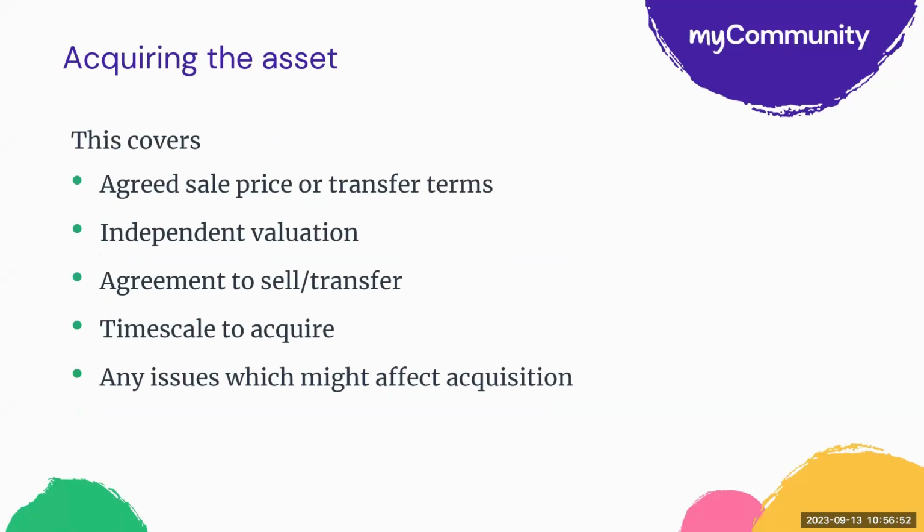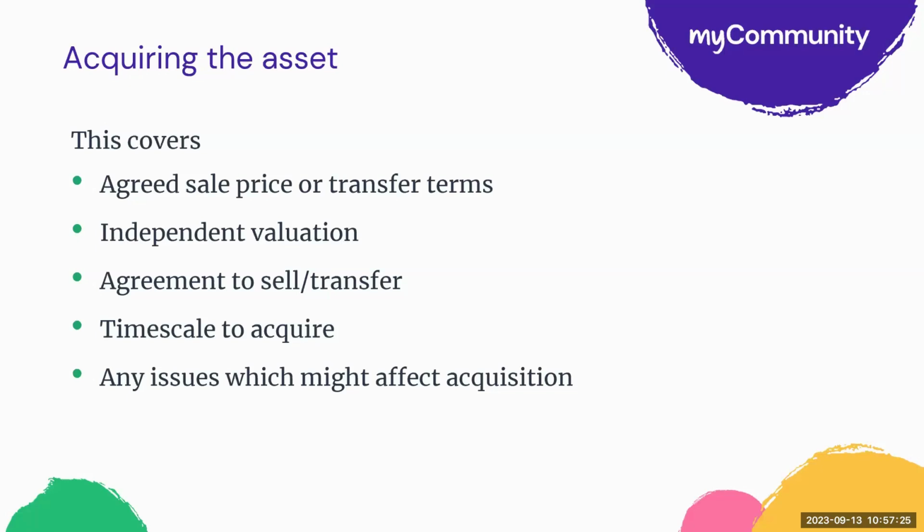So how much the asset is going to cost if you are buying from a private buyer, or the terms of transfer if you're getting a community asset transfer from, say, the local authority. If you are buying the asset, you will need an independent valuation to show that the sale price is reasonable. If possible, you would have an agreement to sell or transfer.